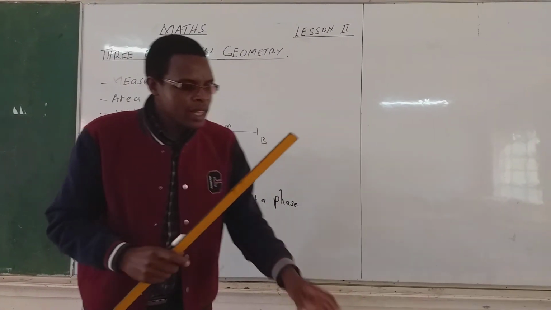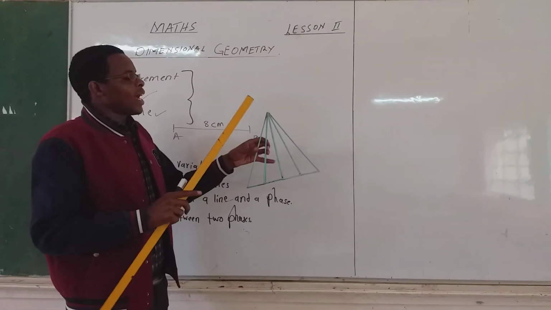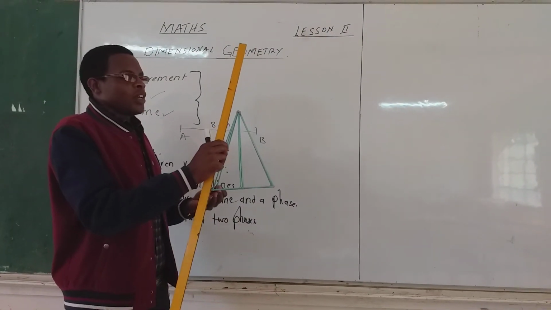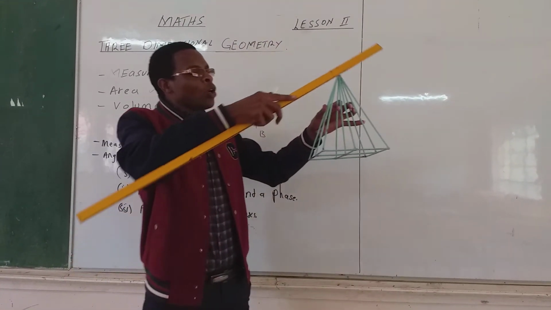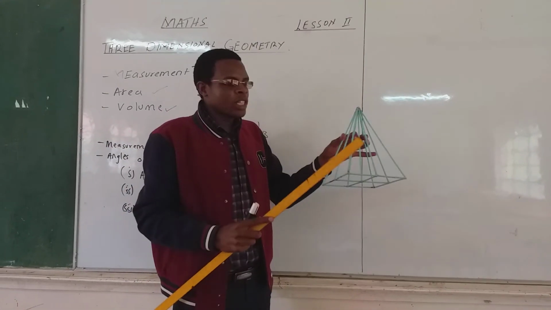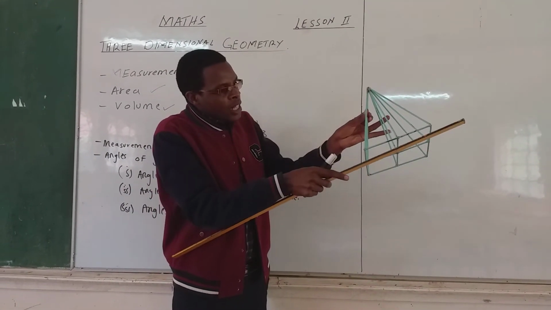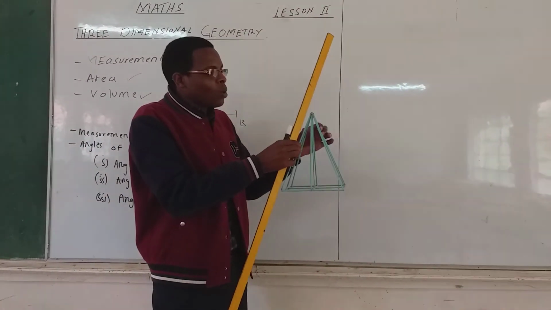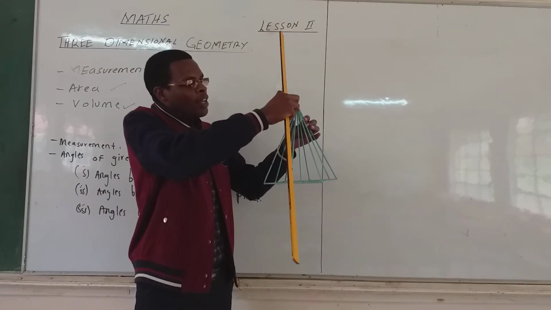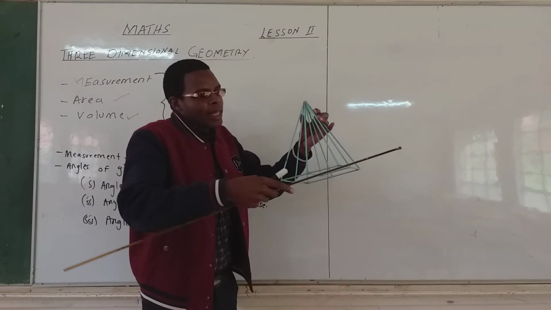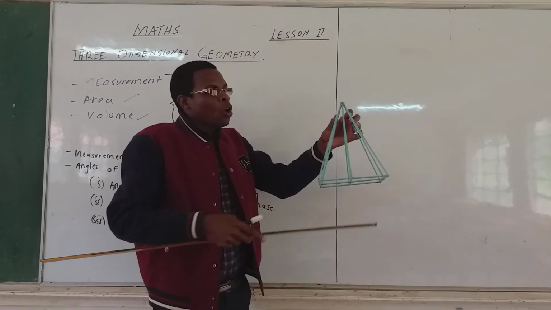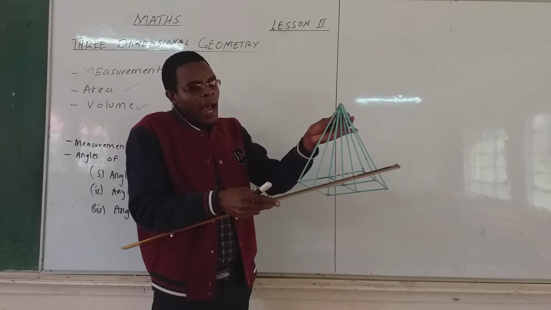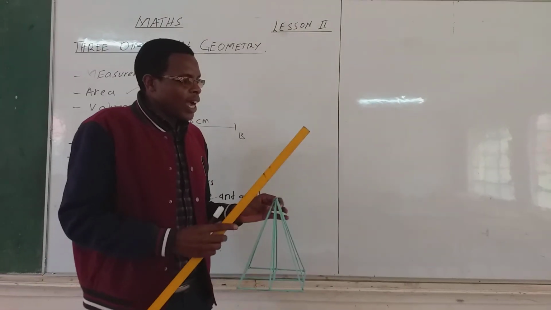Also, we can find the angles between a line and a face. Now, the whole of this part, we call it the face. The whole of this part, we call it the face, and the whole of this one, we call it the face. So when we talk about a line and a face, maybe you can find the angle between this line and the whole of the bottom face. Or you can find the angle between this line here and the face. So that is the angle between a line and a face.